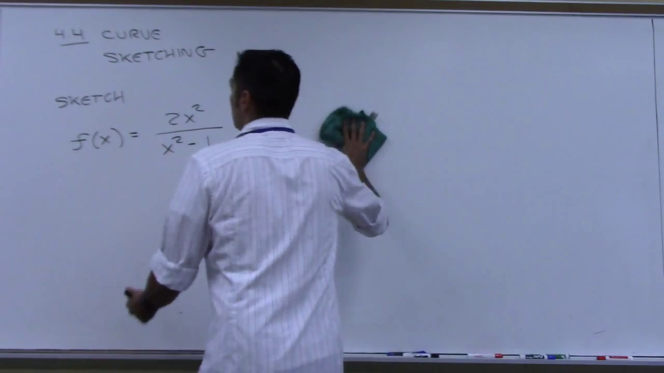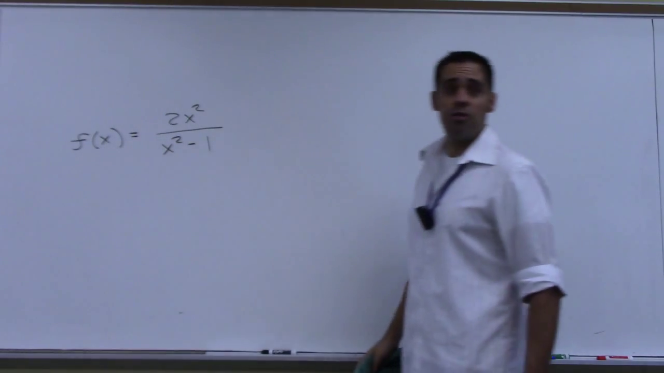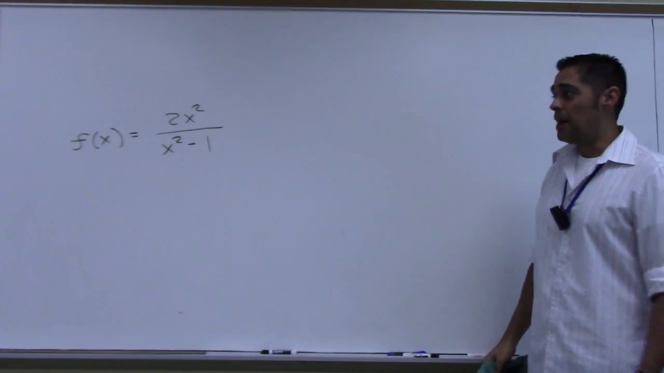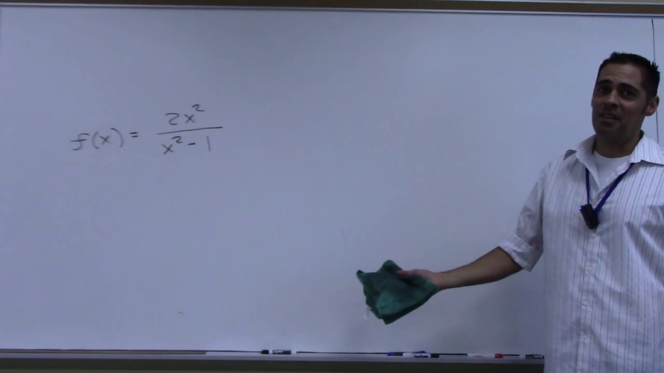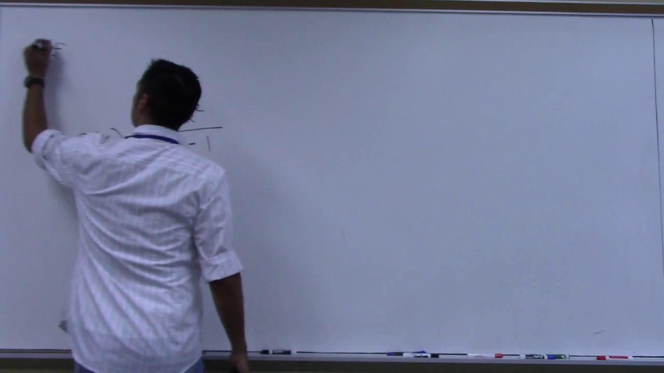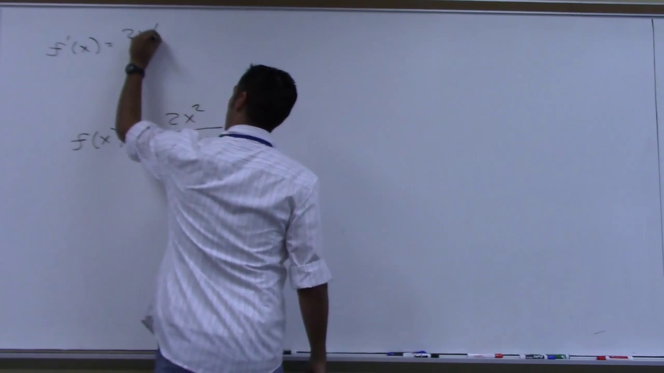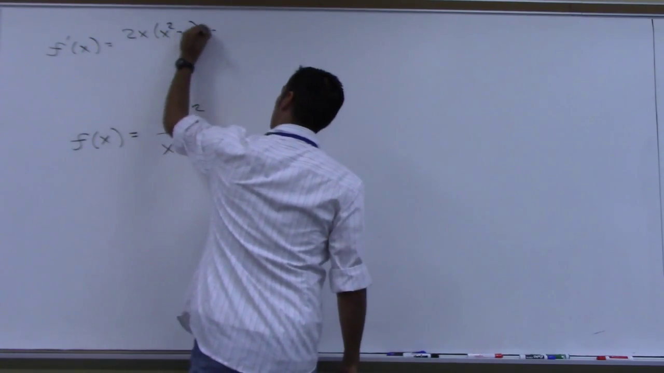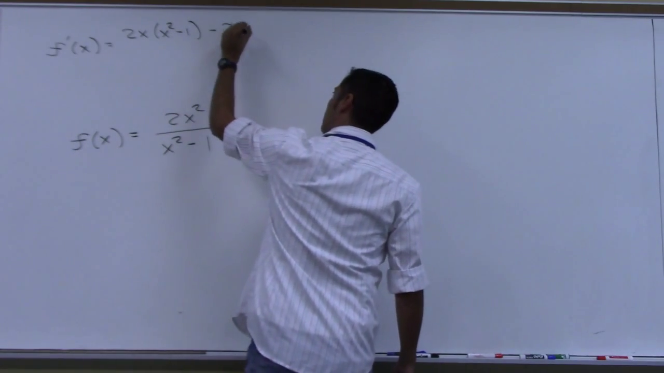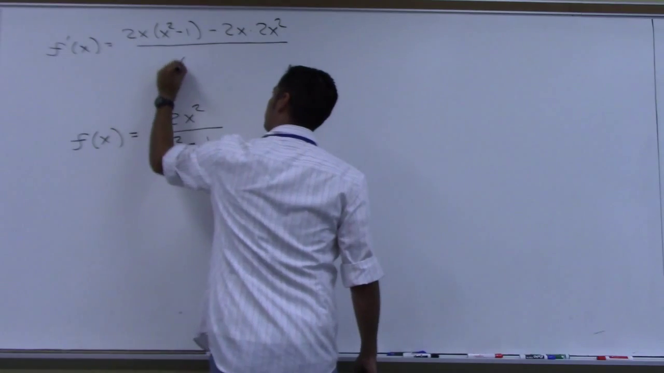All right, so let's get some derivatives. If I take the derivative of that, I'm going to have to use quotient rule. And I better get it right, because everything else is going to be based on that derivative, right? So the derivative of this is going to be the derivative of the top times the bottom minus the derivative of the bottom times the top, all over the bottom squared.